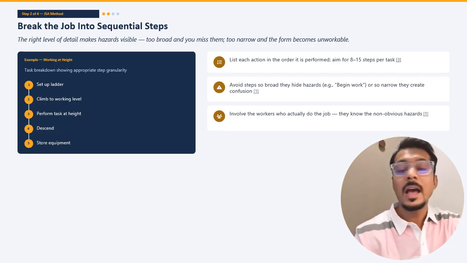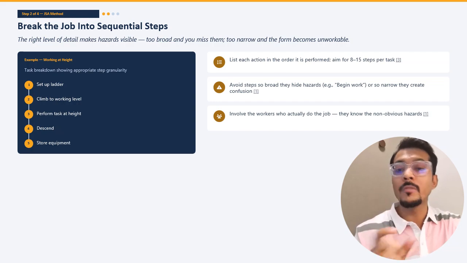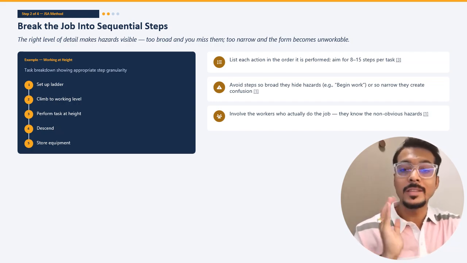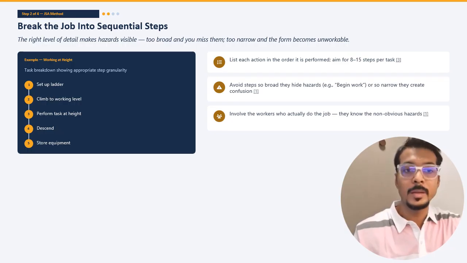Avoid steps that are too broad, so they hide height hazards, or so narrow that they create too many steps. Involve the worker who actually does the job. They know non-obvious hazards also, which we can't think of because we are not on the ground. They know more than us, so you should involve them. It should not be paperwork. You should interview them and involve them as well.